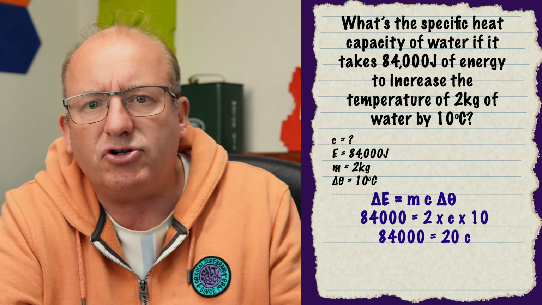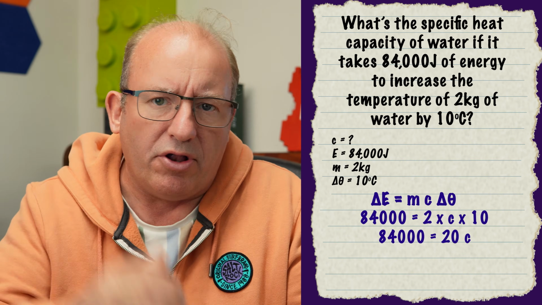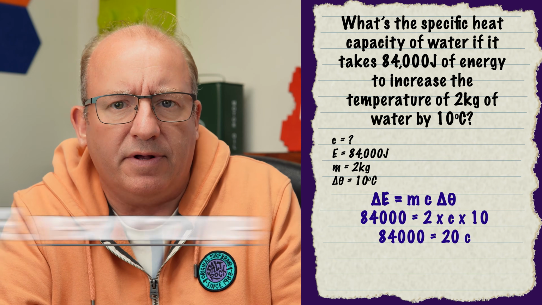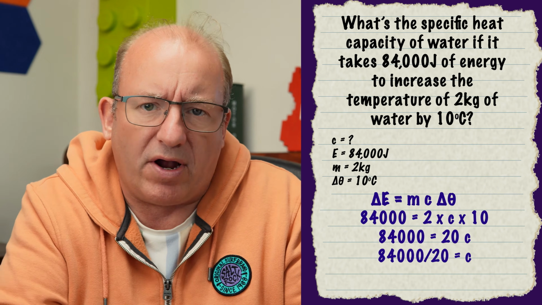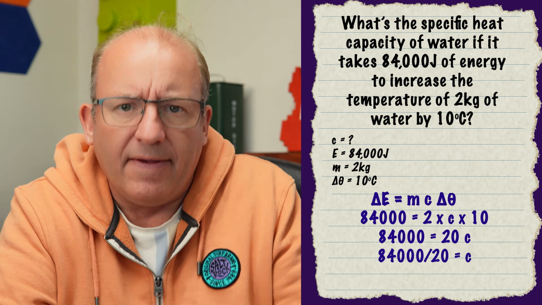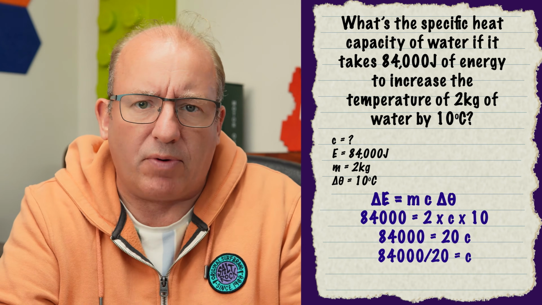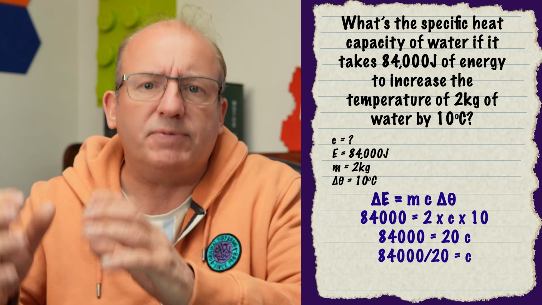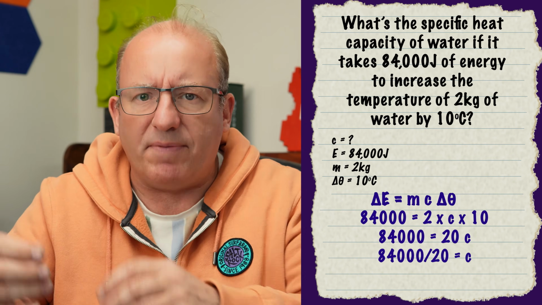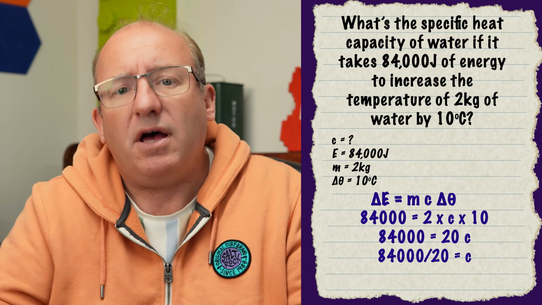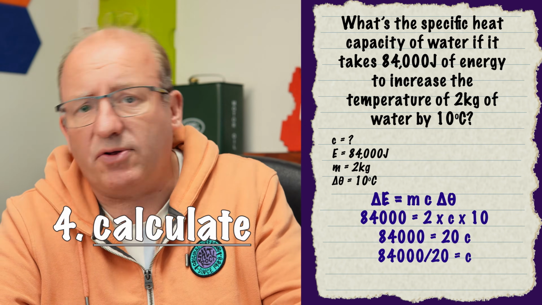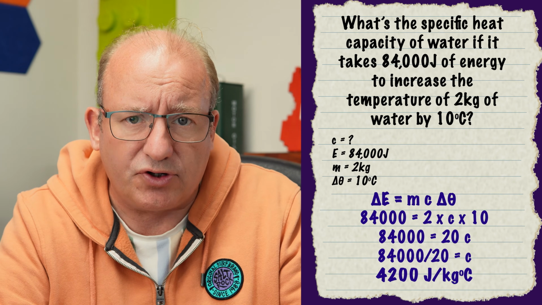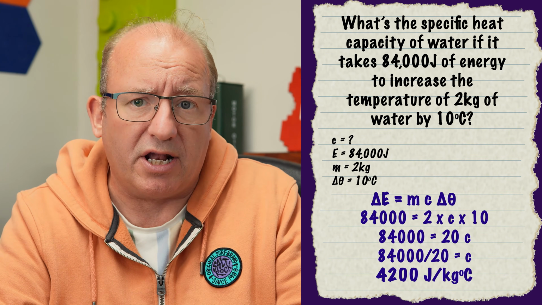Hopefully this is not unlike the algebra you've seen in maths, where there's one unknown and a couple of numbers. Let's see if we can rearrange it to get C on its own. So we get 84,000 divided by 20 equals C. It's divided by 20 on that side of the equation because it was times by 20 on the other side of the equation. So times becomes divide. Likewise, divide becomes times, plus becomes minus, and minus becomes plus. The last stage is to do the calculation. 84,000 divided by 20 gives us 4,200, and the correct units are joules per kilogram degrees C.